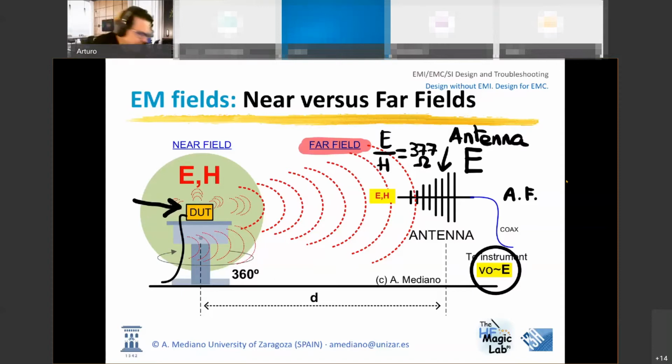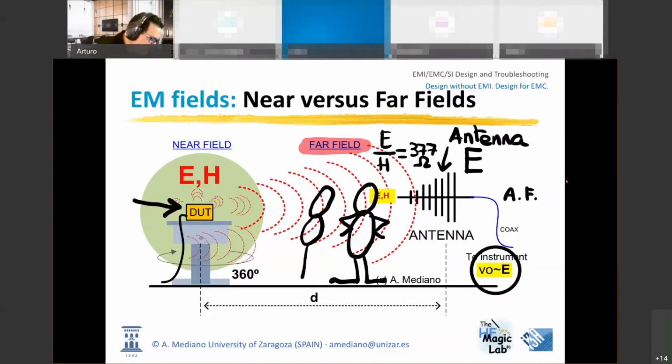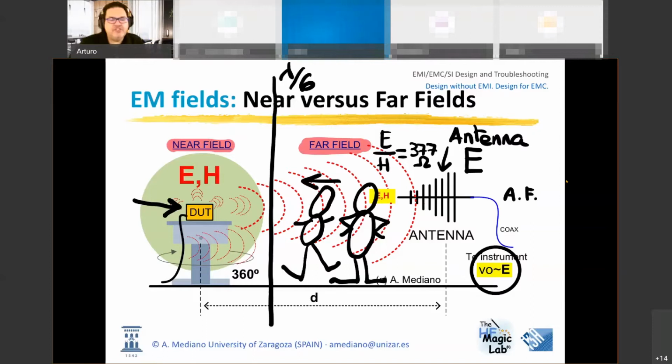Okay, so what happens if you are here? If you are here, you are in the far field, and what you are receiving is a plane wave. That means electric and magnetic field are orthogonal, 90 degrees related. So if you try to go close to the circuit that is creating the energy, if you go in that direction, you will start to go to the area that we call the near field. As a general number to calculate where this area is, you can consider that this is something like lambda over 6. At a distance of lambda over 6, which is related with the frequency of the signal, you will start to introduce your body in the near field.